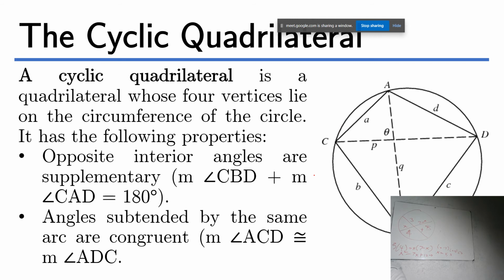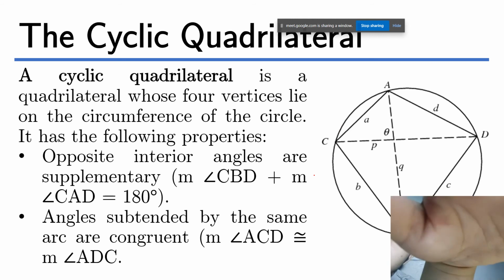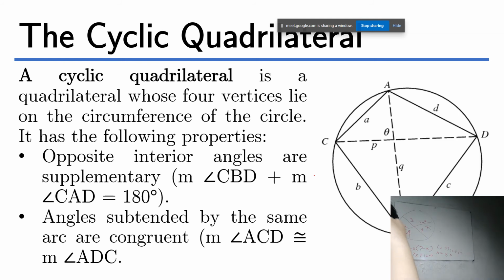Then, lastly, cyclic quadrilateral. A cyclic quadrilateral has its 4 vertices lying on the circumference of the circle. It has the following properties. Opposite angles are supplementary: this plus this equals 180, this plus this equals 180. And angles subtended by the same arc are congruent. We discussed this earlier. This and this are equal, this and this are equal, this and this are equal. So if you see angles with those relationships, it means the quadrilateral is cyclic.